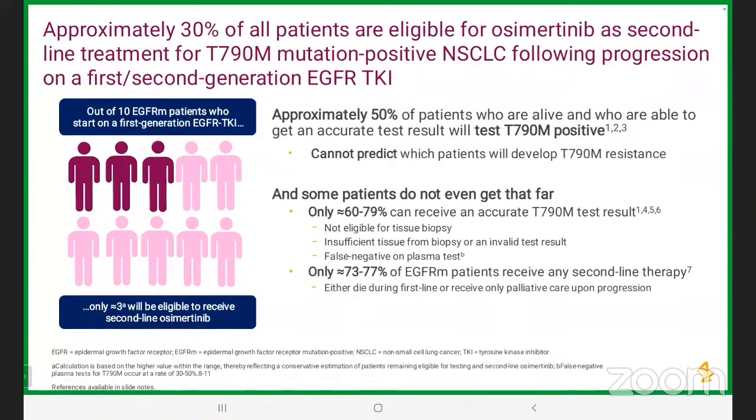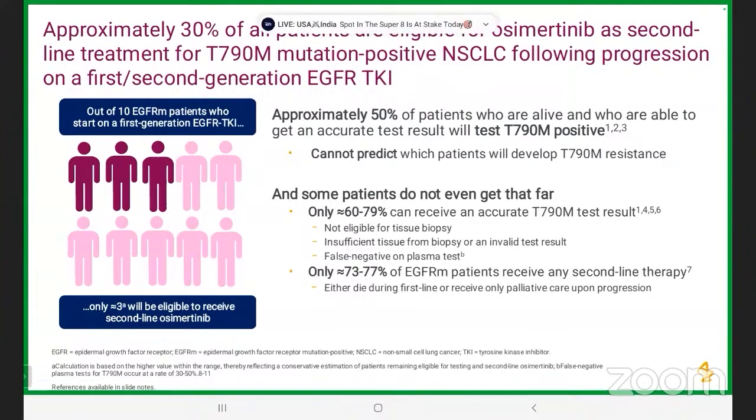So the clear data is that approximately 30% of the patients would be eligible for osimertinib as second-line treatment for T790M mutation positive non-small cell lung cancer following progression on first line. So only 30% would be eligible. So these are 10 patients. Out of this 10, only 3 will be eligible to receive second-line osimertinib.